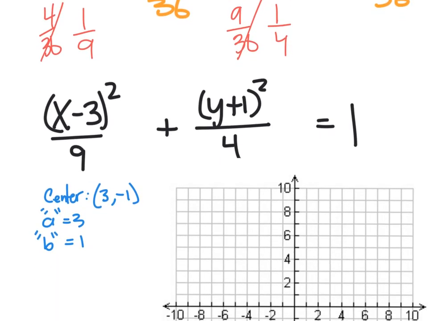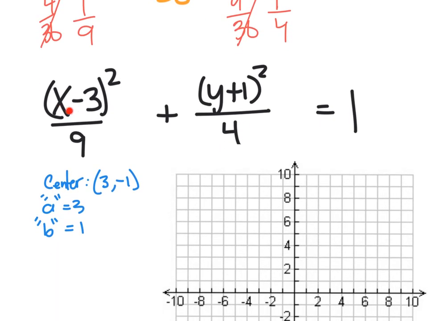Equation of ellipse. Let's see if we can figure this out. The center of the ellipse is going to be at positive 3 in the x direction and negative 1 in the y direction. Our a is going to be 3, meaning the distance we go from the center to the vertices in the x direction. Our b is a 1. That is not correct. Good thing we're proofreading. Our b is the square root of 4, or 2. This is how far we go from the center in the y direction. So let us see if we can graph.